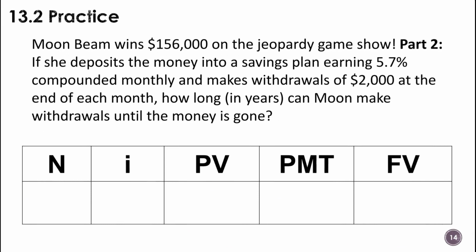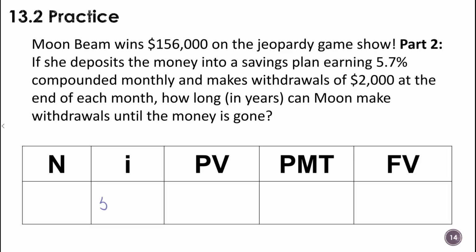And so now we're going to check out what happens if Moonbeam wins the money, but then she puts it in a savings plan earning 5.7% interest compounded monthly. She makes withdrawals of $2,000 at the end of each month. How long in years can Moon make withdrawals until the money is gone? Okay, so initially it was 6.5 years. This time she's still withdrawing the same amount, and so hopefully it's going to go up some because of interest.